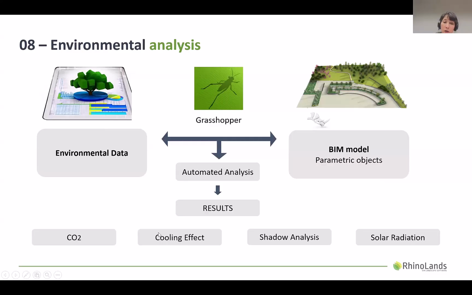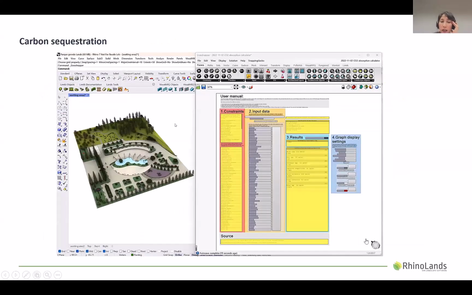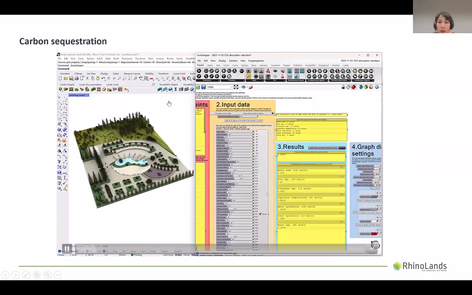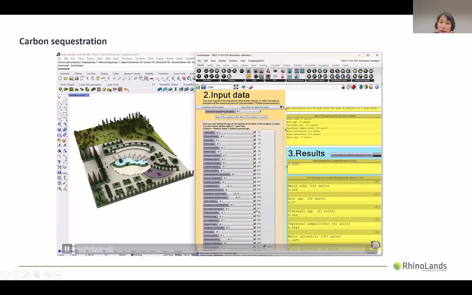We can calculate the cooling effect of plants, so we can see what the cooling effect of plants on the surface would be. We can calculate the shadow, the percentage of shadow coverage during the daytime and during summer or winter. And also we can calculate solar radiation. We will see the example later. So this is the carbon calculator that we promoted and developed recently. The definition is available in Grasshopper format, and by linking this definition to your model, you can calculate how much carbon is going to be sequestered in 10 years, in 5 years, or in whatever period that you want.